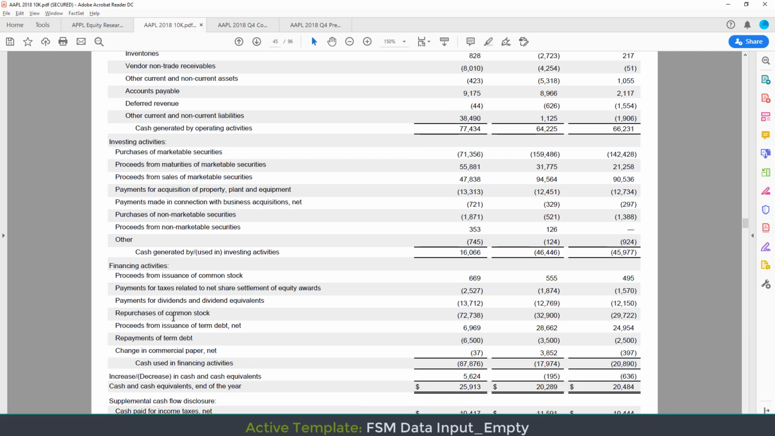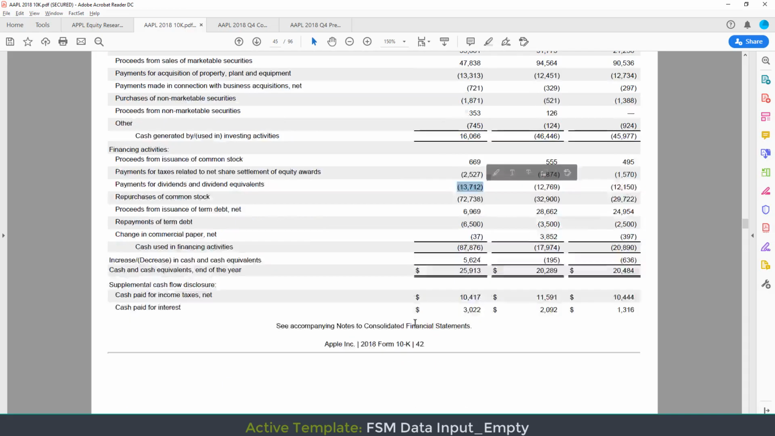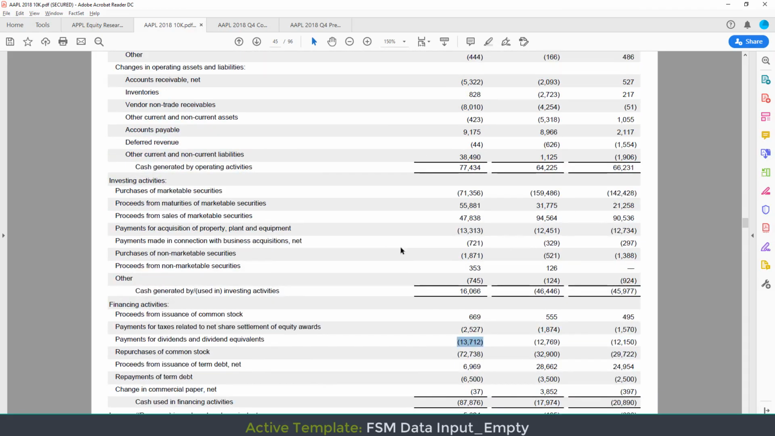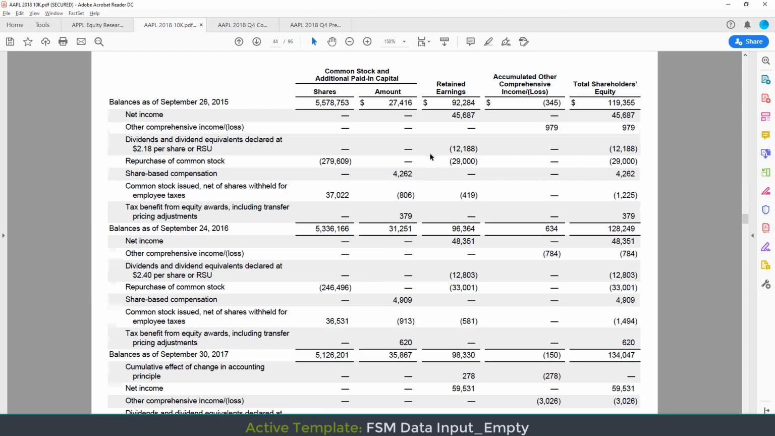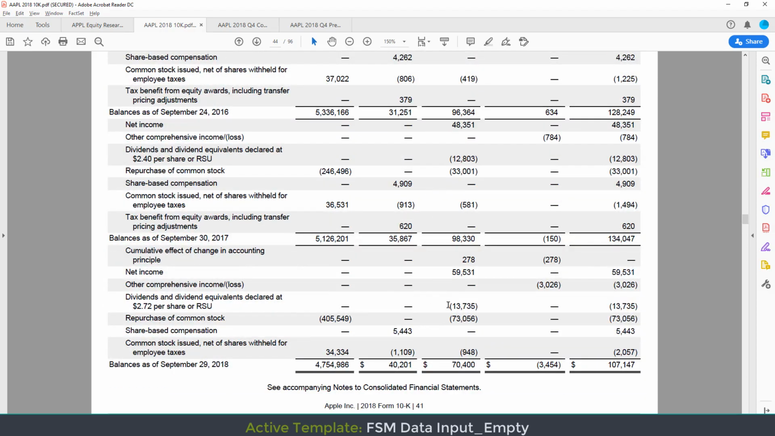Here it is under financing activities. Here are repurchases historically, and here are the dividend purchases. Now, the other place you can go, and you may remember it from a couple of minutes ago where we talked about going to the statement of shareholders' equity, and you can see the dividends as it affects retained earnings and the repurchases as it affects retained earnings.